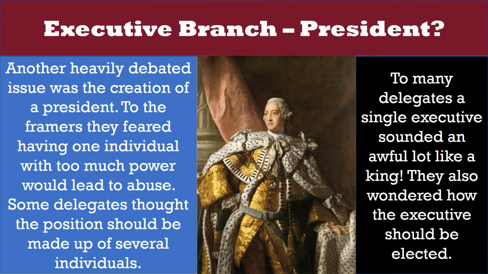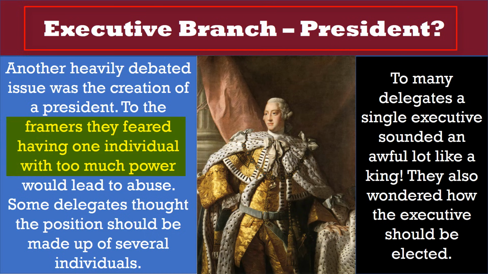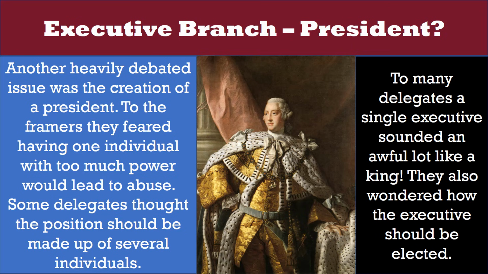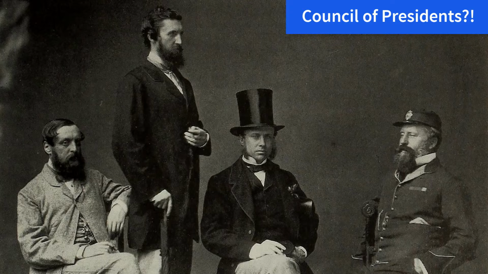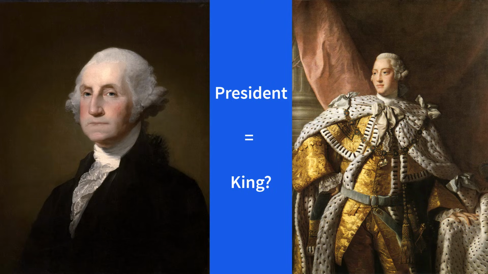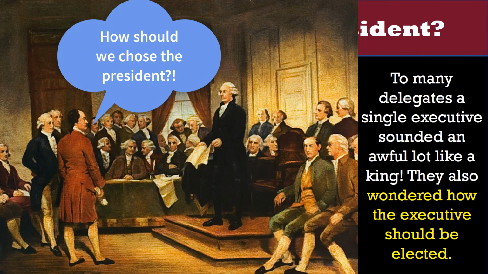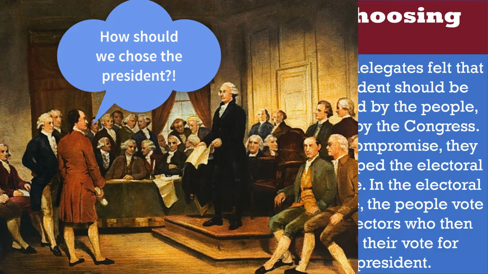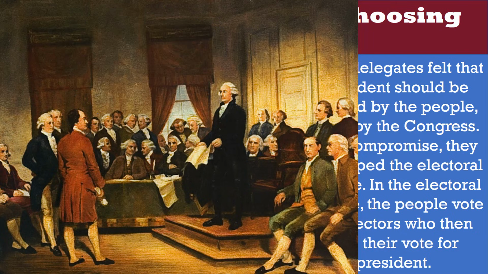Another heavily debated issue was the creation of a president. To the framers, they feared having one individual with too much power could lead to abuse. Some delegates thought the position should be made up of several individuals with a council of presidents. To many delegates, a single executive sounded an awful lot like a king. They also wondered how the executive should be elected. Their solution, the Electoral College.